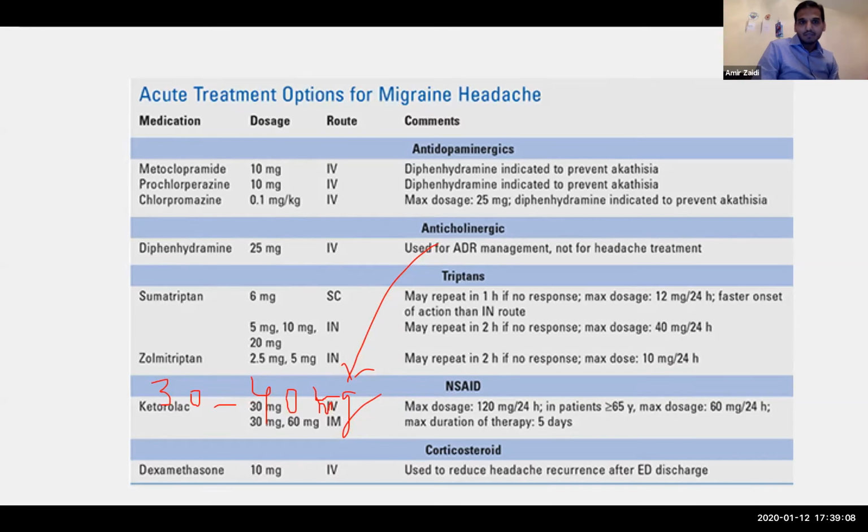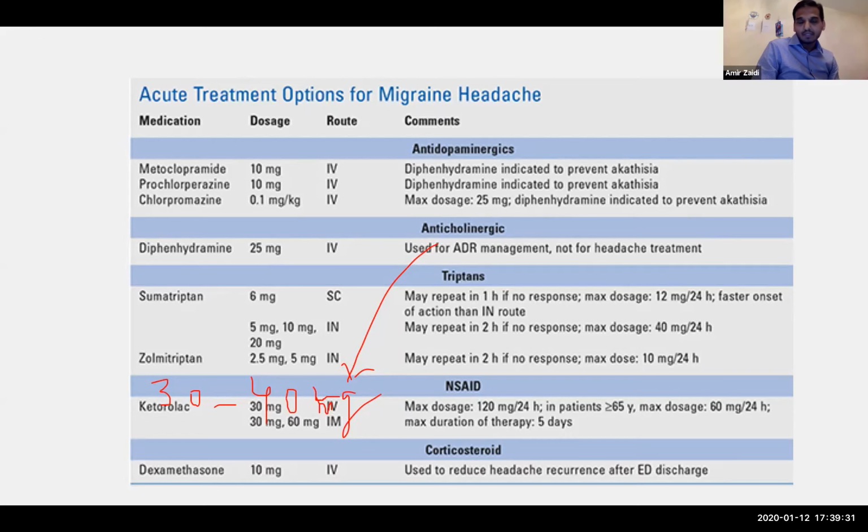So use of metoclopramide, prochlorperazine, they are very, very effective in stopping the nausea in migraine. Then triptans, again, as I said previously, the important thing is the dose. Sumatriptan can be used orally, can be used nasally, can be used as injections. But the key is the dose.